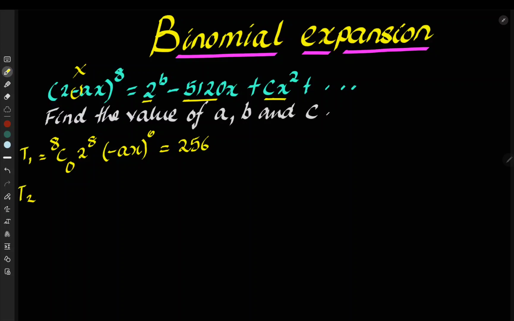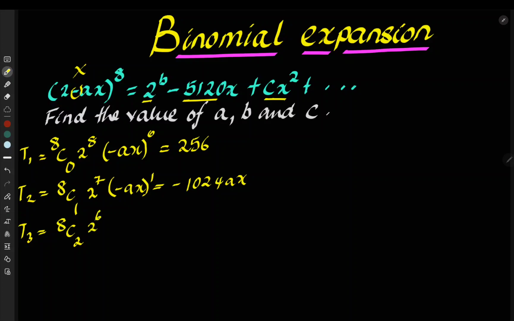The second term will be equal to 8 choose 1. Then it will be 2 to the power 8 minus 1, that will be 7. Then in a bracket, negative ax to the power 1. And that will give you negative 1024ax. Then for term number 3, that will be 8 choose 2, 2 to the power of 8 minus 2, that will be 6. Then in a bracket, negative ax to the power of 2. And that will give us 1792 a squared x squared.